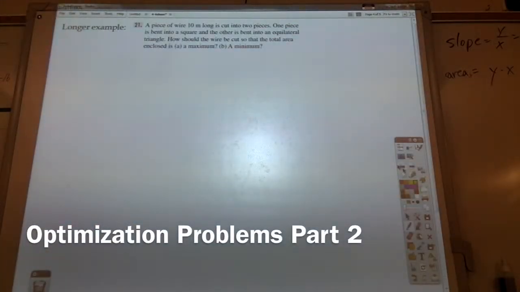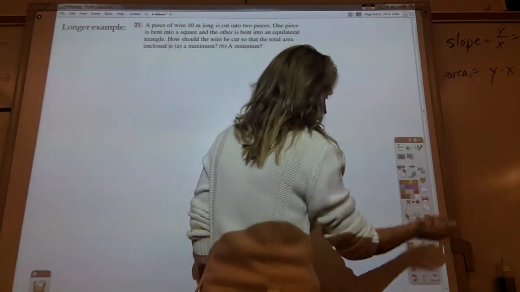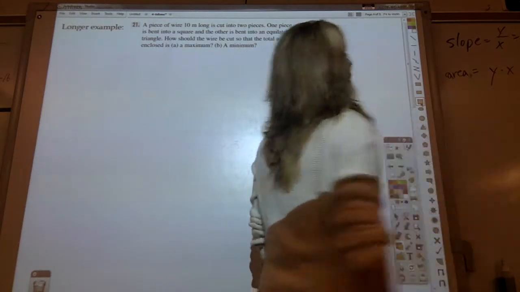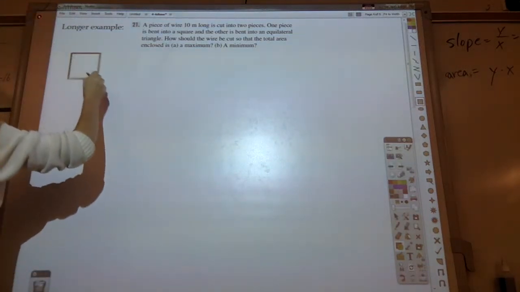All right, so we have a piece of wire 10 meters long. We cut it into two pieces. One piece is bent into a square and the other into an equilateral triangle. How should the wire be cut so that the total area enclosed is a maximum and a minimum? This is where the longer example comes. Okay, piece of wire.